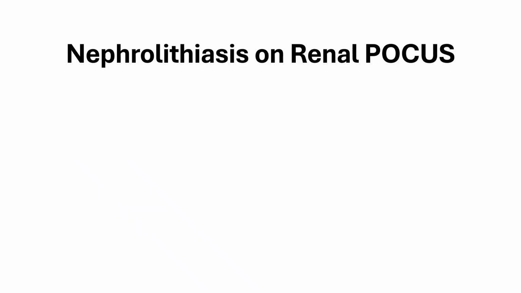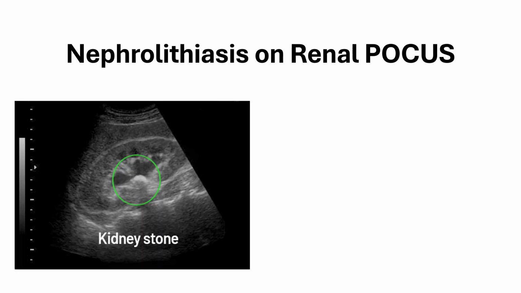So kidney ultrasound has somewhat limited sensitivity for nephrolithiasis. Why is that? For example, because it is very difficult to image the whole ureter with kidney ultrasound. However, it can still be diagnostic, such as in this case, where you have a kidney stone blocking the calyx of a kidney, encircled with a green circle. And you also see the shadow from the kidney stone.